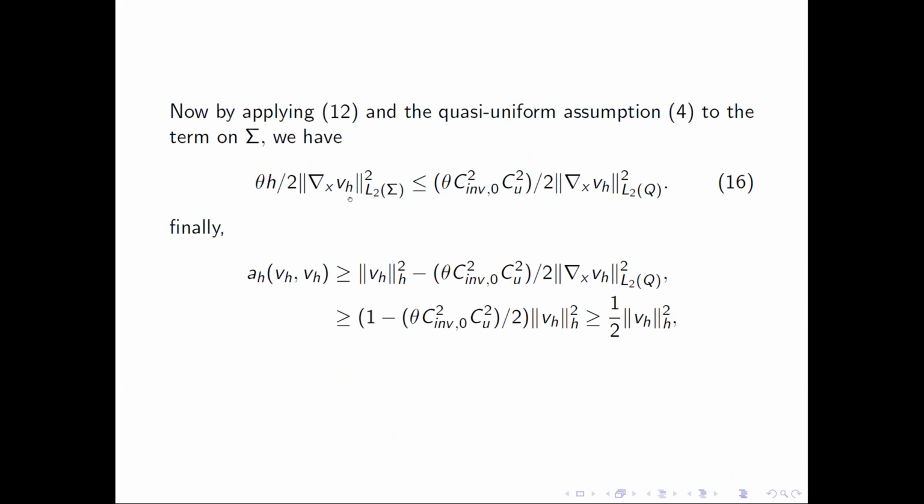For this term, we apply the inverse inequalities, and then we use the assumption on the quasi-uniformity of the mesh, and then we're able to derive a bound for that term as well. And then finally, we're able to provide this coercivity bound for the bilinear form.